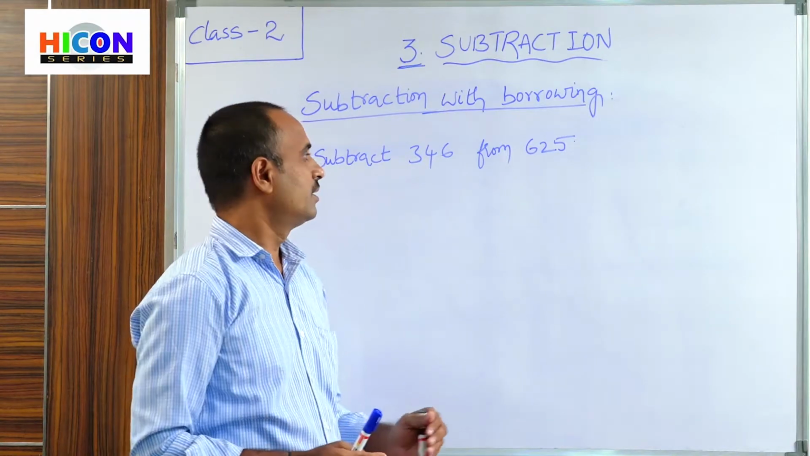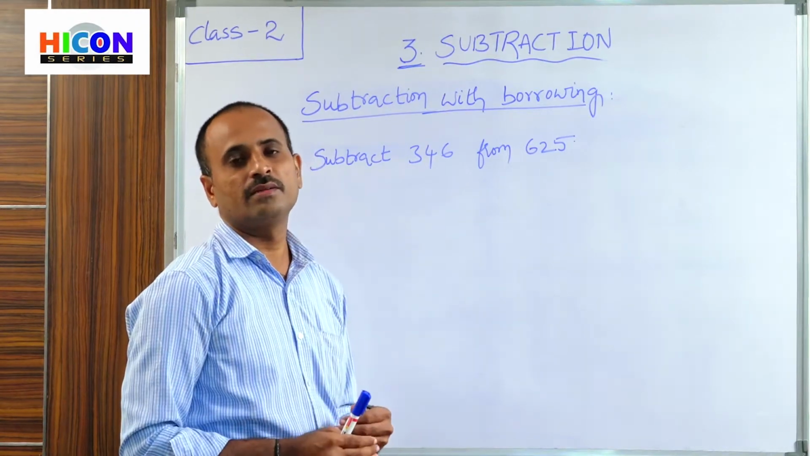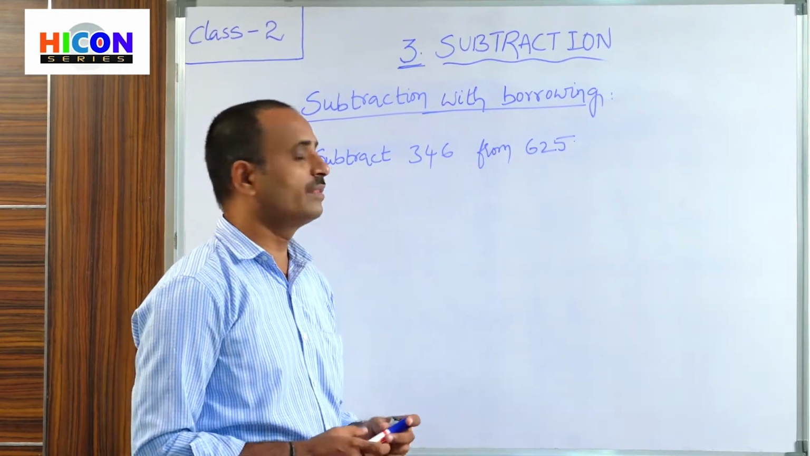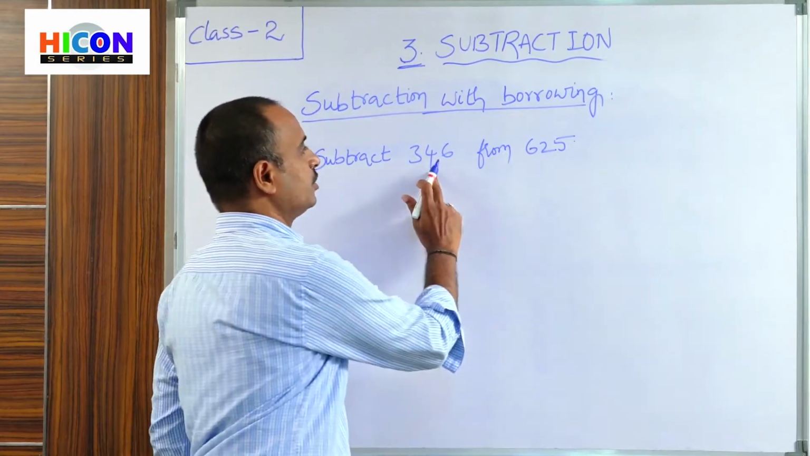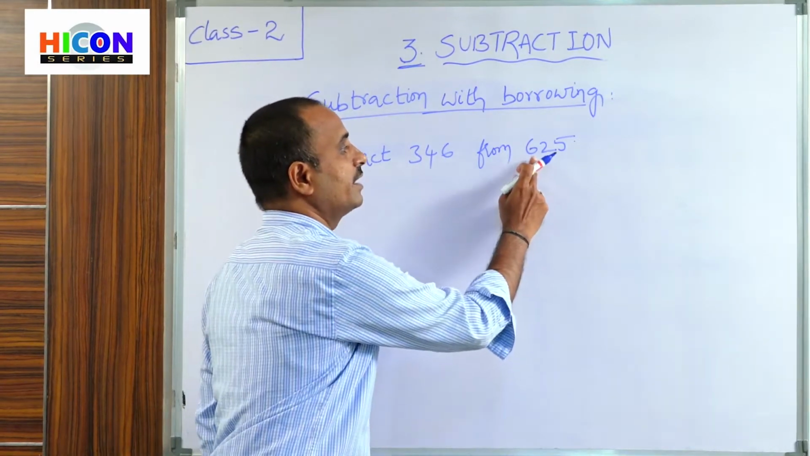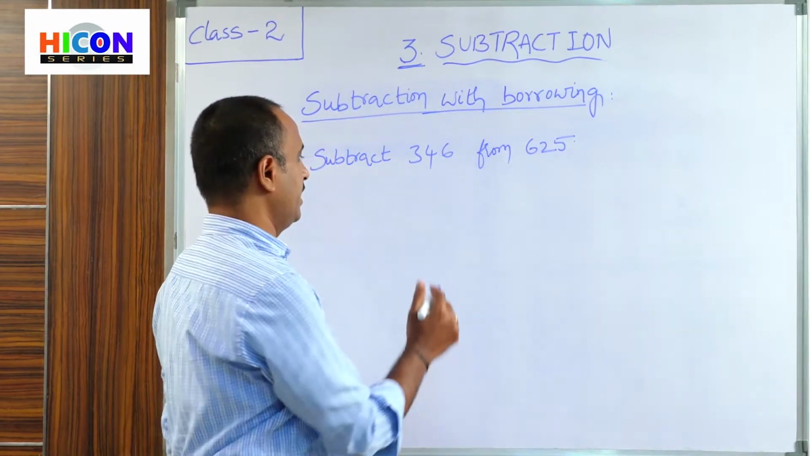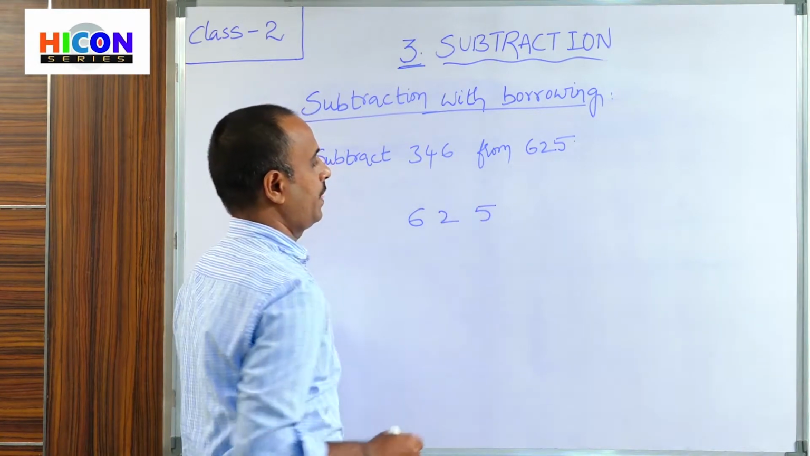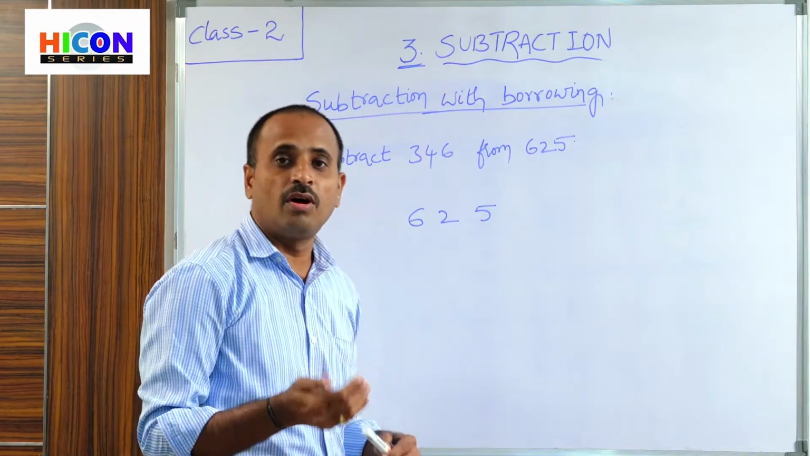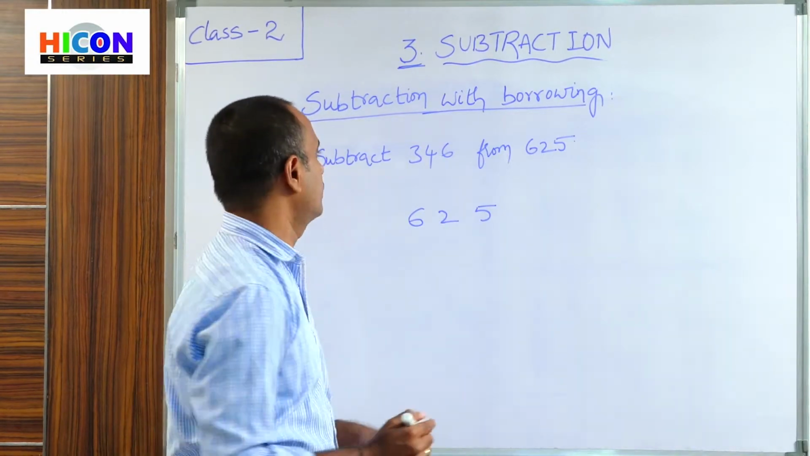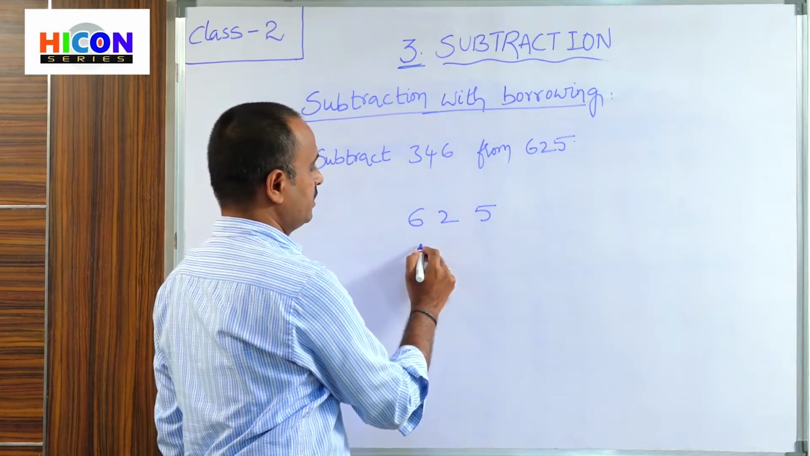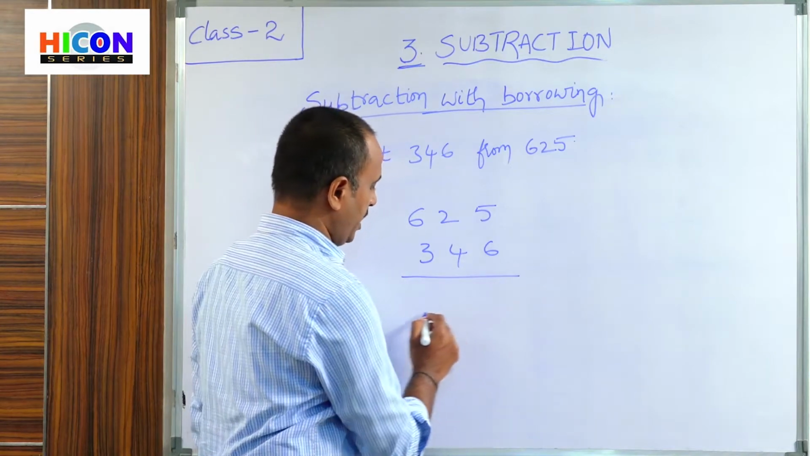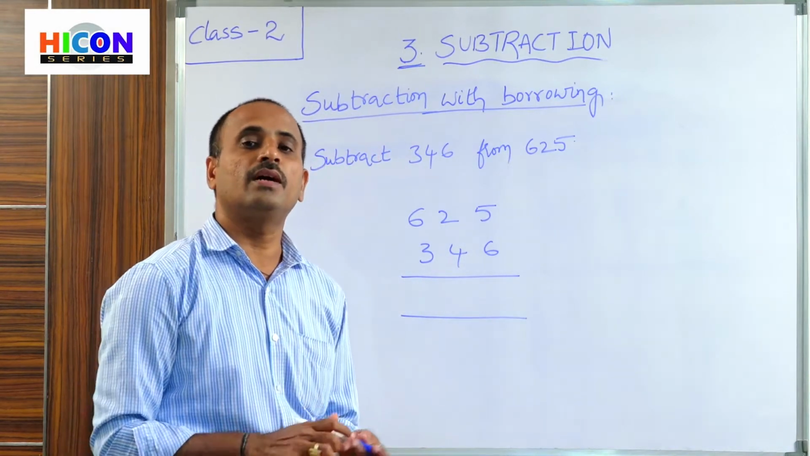The first step is to write the two numbers one below the other. What number do we have to write first? Among two numbers, we have to write the greater number first. Which one is greater? 625 is greater. So write the greater number first: 625. And write the smaller number below the greater number. That is 346.